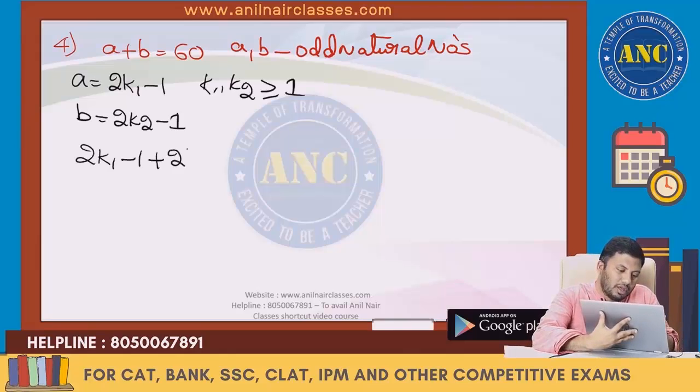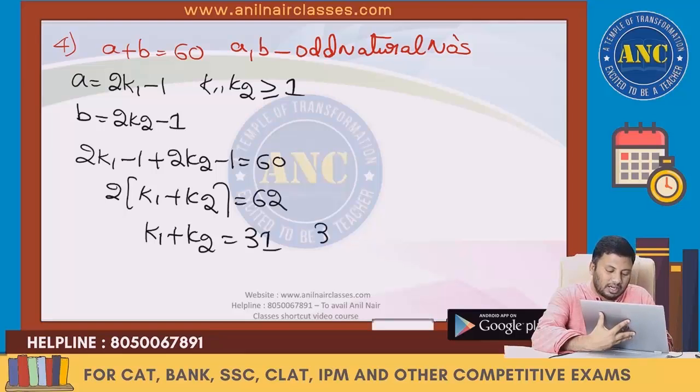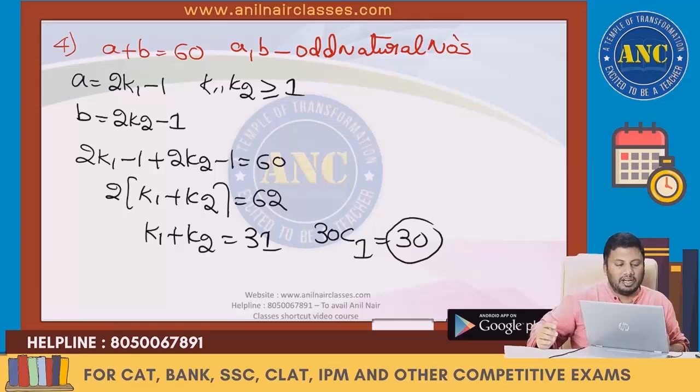2k1 minus 1 plus 2k2 minus 1 is 60. So this is 2 into k1 plus k2, which is nothing but 62. So k1 plus k2 is 31. If 31 balls are there, there are 30 spaces, select any one. 30C1 is 30. I hope the idea is clear.